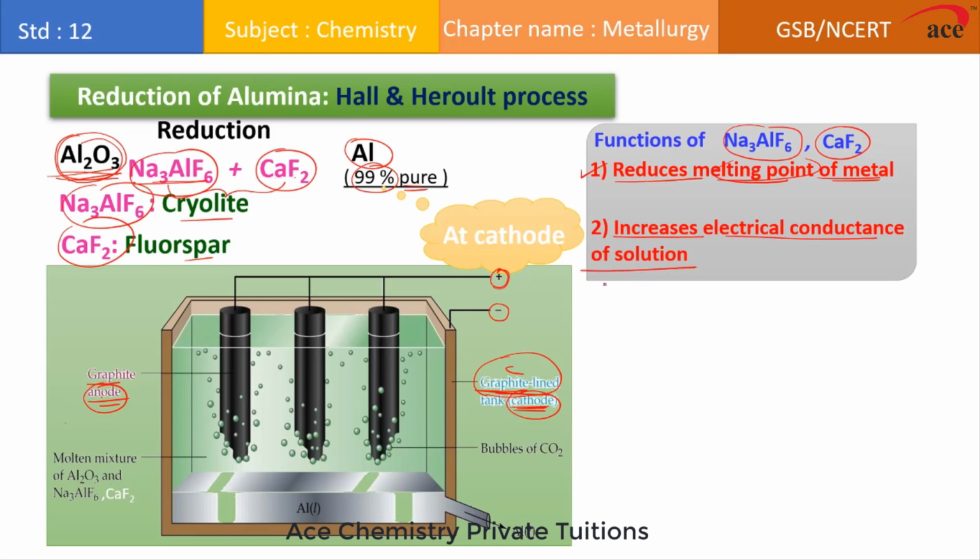If we do not mix these electrolytes, then the reaction needs a very high temperature to operate, about 1800 degrees Celsius. On mixing these two electrolytes, the temperature is lowered from 1800 degrees Celsius to 1000 degrees Celsius. That is the reason why we are mixing these two electrolytes.